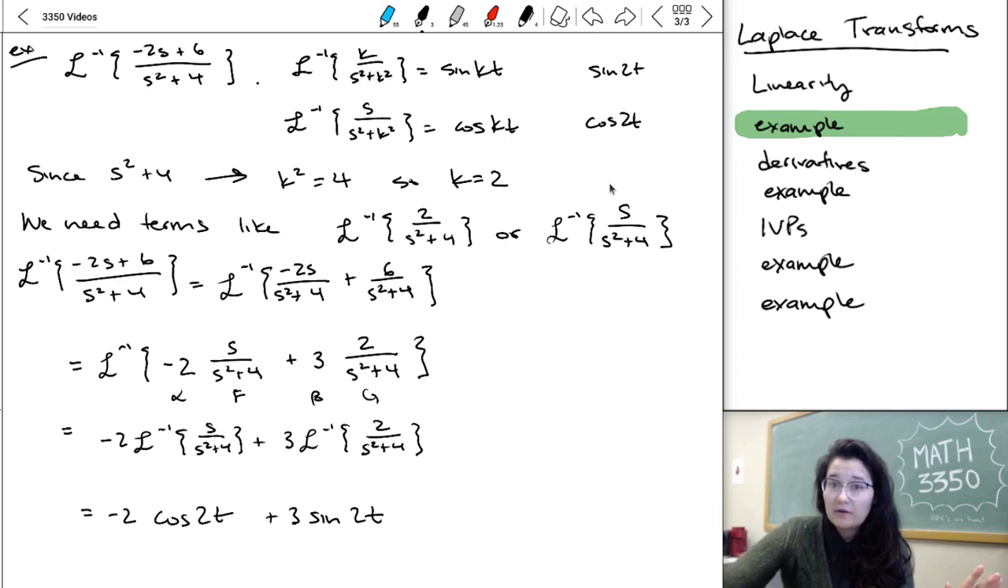So I'm going to end the video here. Hit pause if you're still working through that. And then next up we'll talk about how to add derivatives when we're taking Laplace transforms.